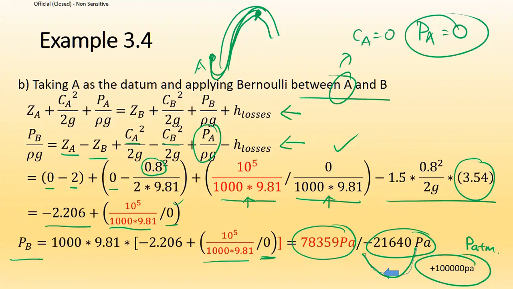Alright, in this case, take note this is vacuum pressure, negative. Why? Because it's below the atmosphere.